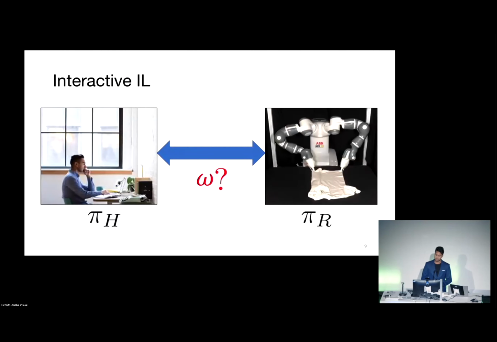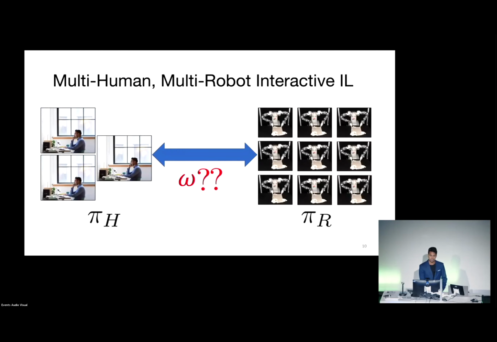Even in this single human, single robot setting, it's very much an open problem how to best choose this omega, because you often have competing objectives of doing well at the task and reducing burden on the human supervisor. This is even less understood when we generalize to robot fleets with multiple humans. How do we do the supervisor allocation in this case?